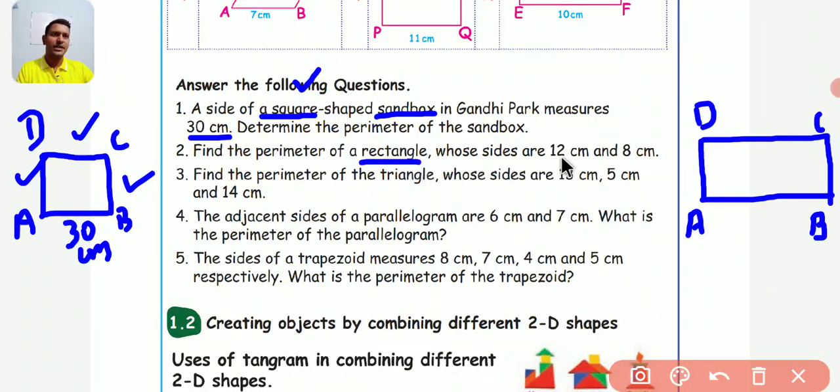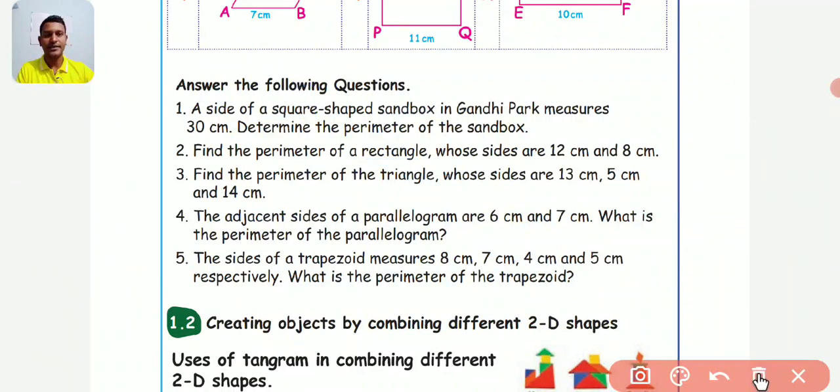Okay, whose sides are 12 centimeter and 8 centimeter. Which one is 12 centimeter? The length is 12 centimeter, and the breadth is 8 centimeter. This side is 8 centimeter. In a rectangle opposite sides are equal, therefore this side is equal to this side. This is 8, so this is also 8 centimeter, this is 12, so this is also 12 centimeter. Now we have to find the perimeter. Perimeter is nothing but the sum of all the sides. If you add all the sides, you will find the perimeter.